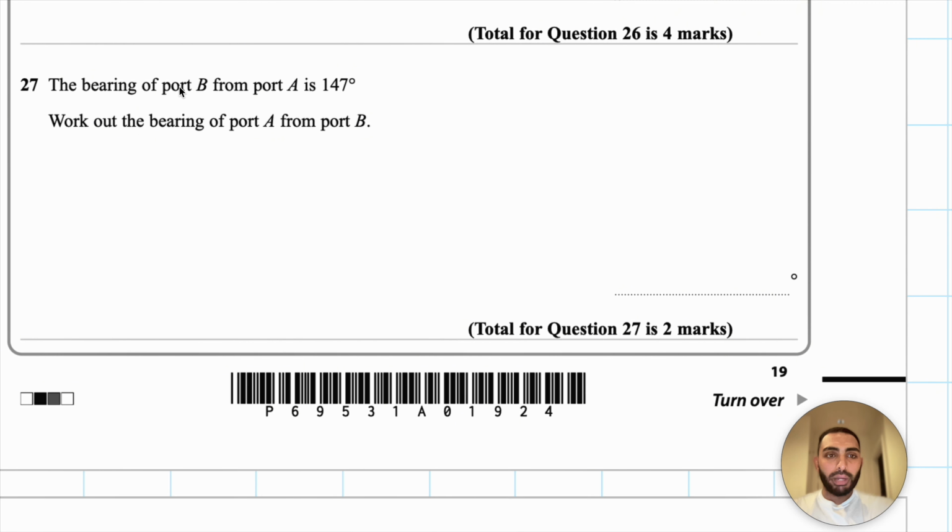Question 27. The bearing of port B from port A is 147. Whenever it says from, that means that's where we're starting from. So I'm going to start at port A, and I'll draw a north line. And if I travel 147 degrees, which is about a straight line, I'll just draw it like that for now, I will end up at port B, which is over here. I'm also going to draw a north line there. Remember, that angle is 147.